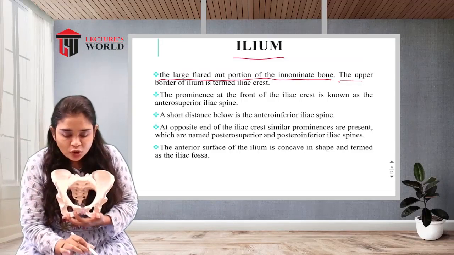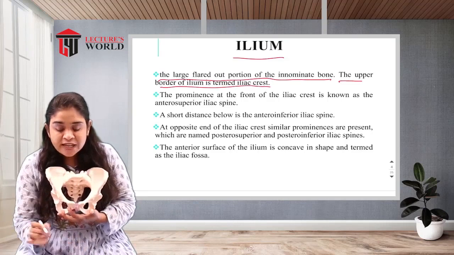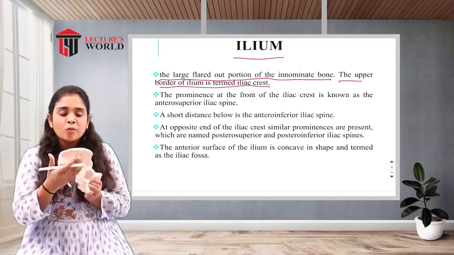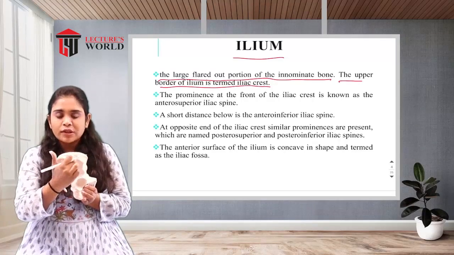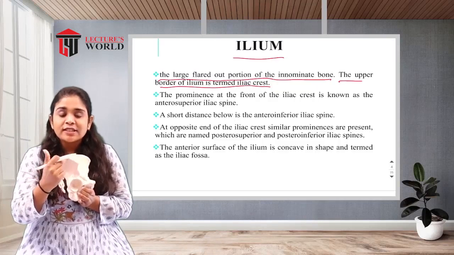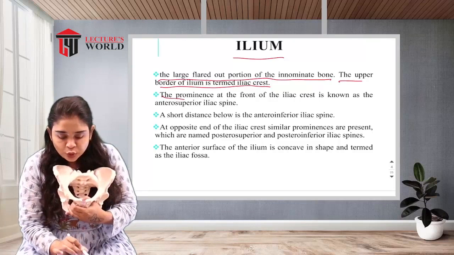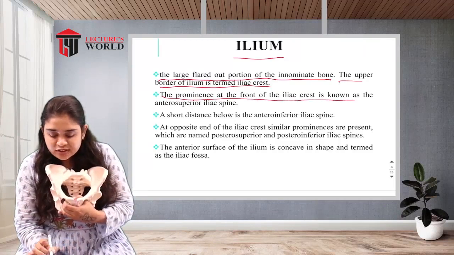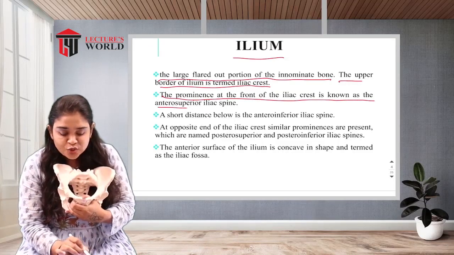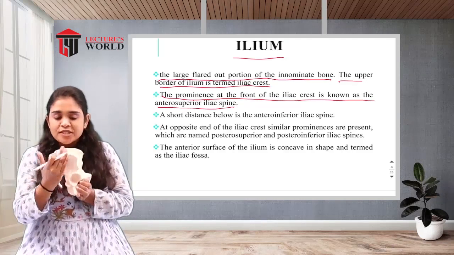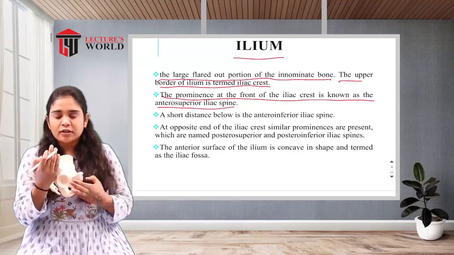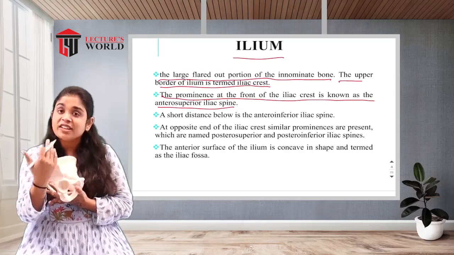Then the upper border of the ilium is termed the iliac crest. So the upper border of the ilium bone, this one, the border they are talking about, is known as the iliac crest. Then the prominence at the front of the iliac crest is known as the anterior superior iliac spine. So this is the ilium bone, and we are talking about the anterior part.